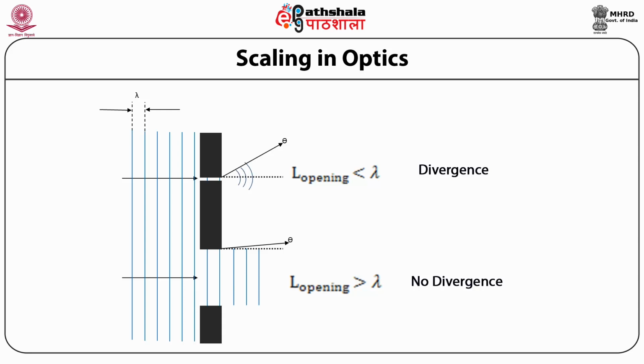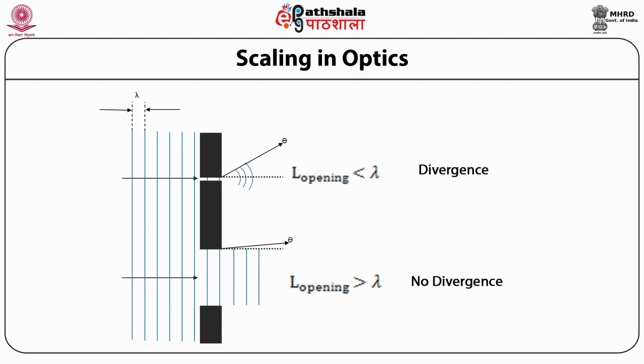So this figure shows that when a light with the wavelength lambda passes through a small and a large opening, the width of each opening is represented by the characteristic dimension L opening. Light diverges at an angle theta, which is approximately equal to lambda by L. If L opening is much larger than the wavelength, the wave hardly diverges at all.